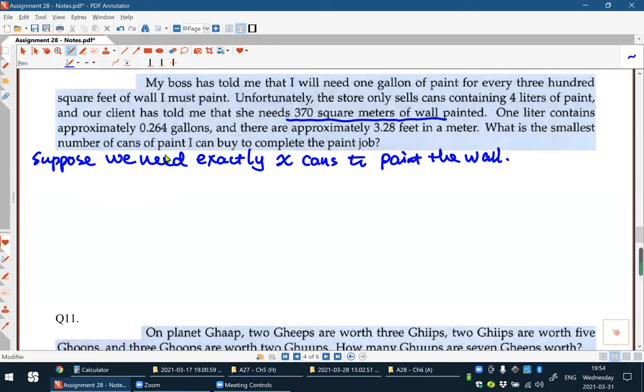Okay, so 1 liter contains about 0.264 gallons. Okay, so how many paint are there in a can? Okay, we know that the store only sells cans containing 4 liters of paint. So one can has 4 liters of paint, right? That means 4 liters per can times number of cans here, X cans. This is a total number of liters of the paint, right?